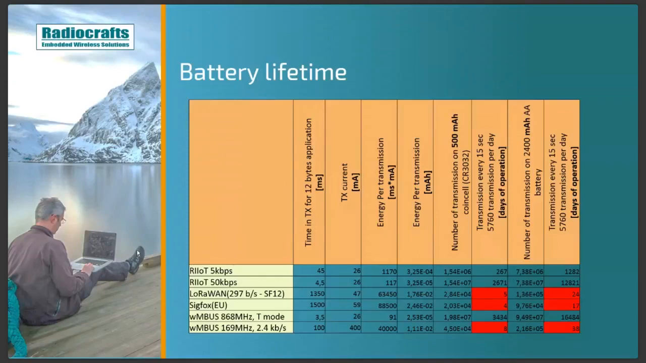You also have the same numbers on the right with a much larger battery. It's an AA lithium battery with 2,400 milliamp-hours. And you see that they will then last 17 to 38 days before you have to change this battery, and that's a pretty expensive battery. And you see that with Riot 50 kilobit, we end up with 12,000 days, which is quite a few years actually.